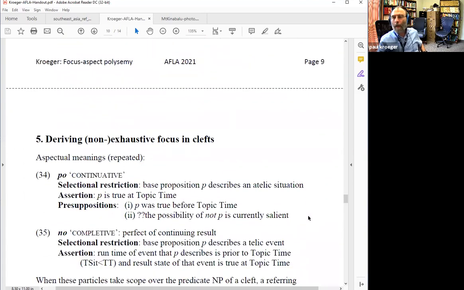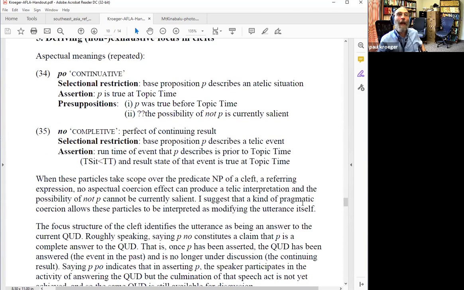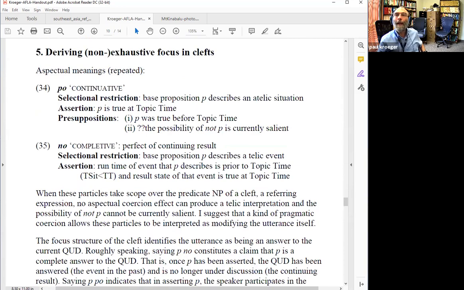All right, now I'm out of time, which is probably a good thing because I don't have a whole lot to say here. I have just a vague idea. If I'm right that the aspect meaning is the basic sense of these particles, how do we get their focus meaning?